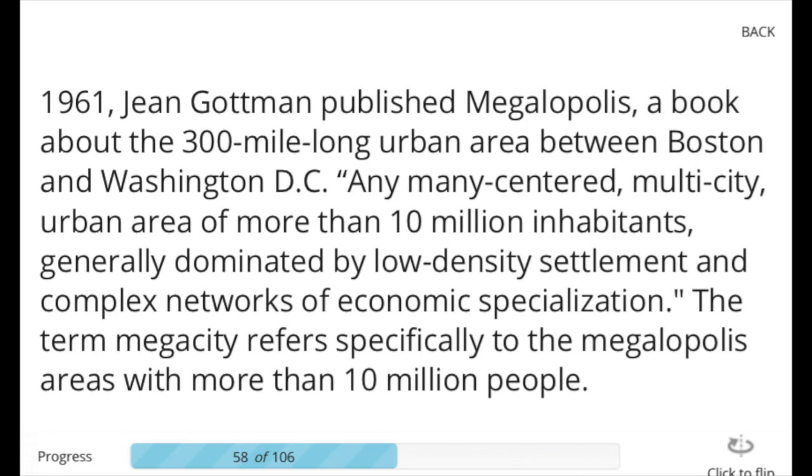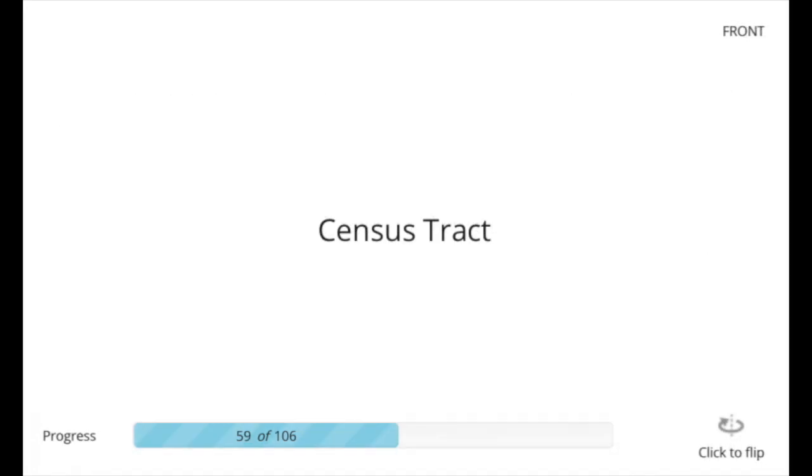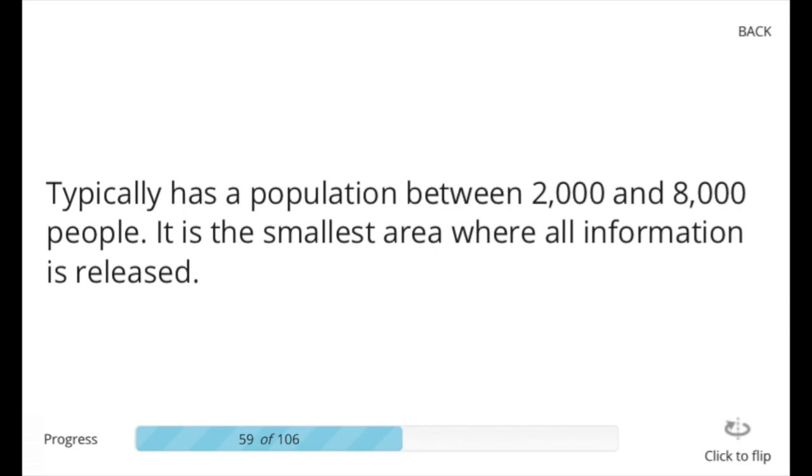So we go from 50,000 to 100,000 to a million. And so this came from Gene Gottman in 1961 from a book, Megalopolis, regarding the 300-mile-long urban area between Boston and Washington, D.C. A census tract is the smallest area where all of the information is released. Typically, a population is between 2,000 and 8,000.